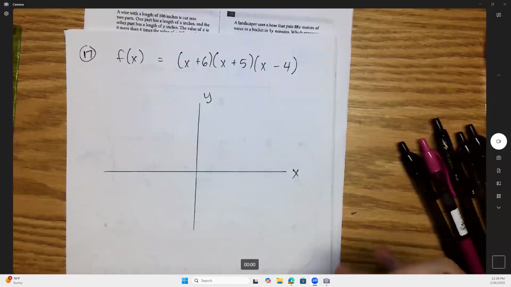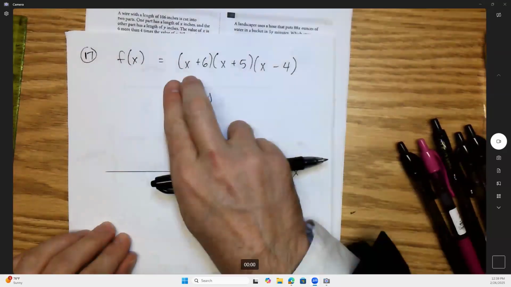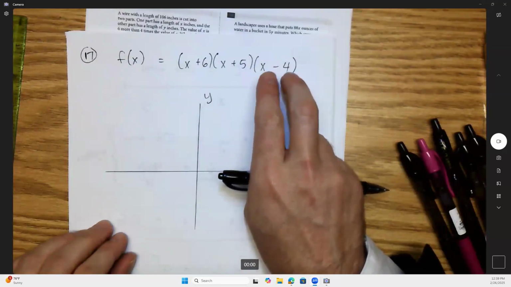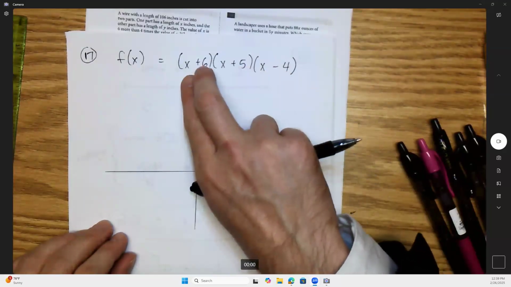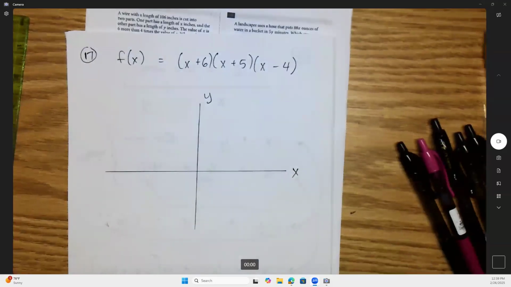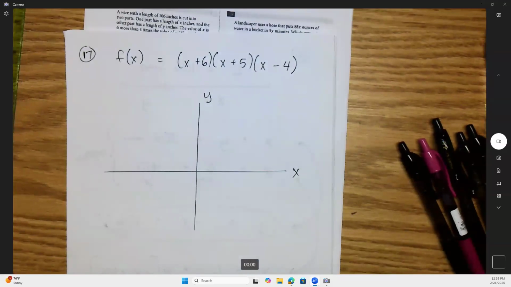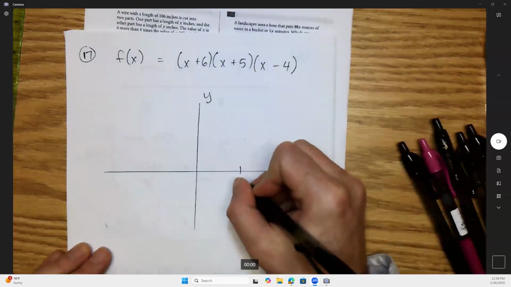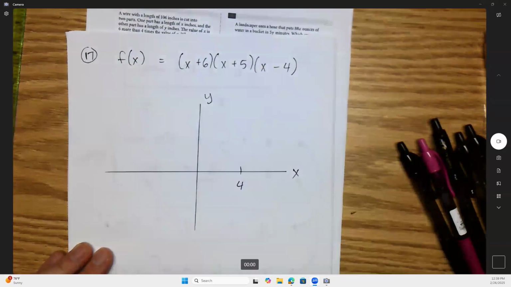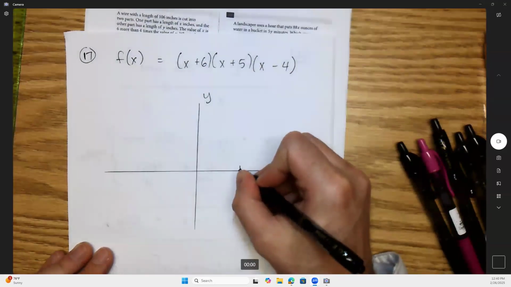Okay, so let's go through a method. I see 3 different things multiplied together, and I can do this trick. If any one of these parts is 0, the whole thing would be 0, and I can very quickly find my x-intercepts. Guys, what's one of the x-intercepts? Positive 4. Because if you plug in 4 right here, this bit goes to 0, and that zeroes out the whole thing. So that's definitely one of your x-intercepts.